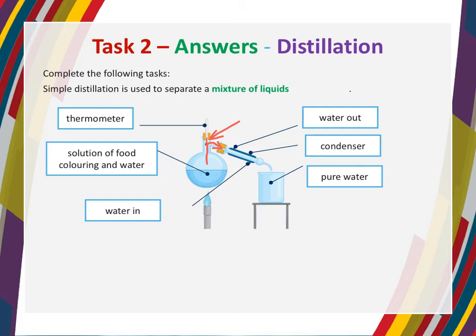Okay, in the round bottom flask is the solution of food colouring and water. That's being heated up by our Bunsen burner at the bottom. The gases are going to move and they're going to go down into the condenser. Now, the condenser has water going in at the bottom and water going out at the top.